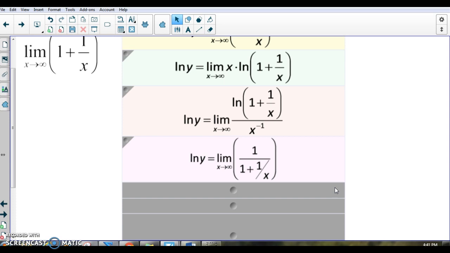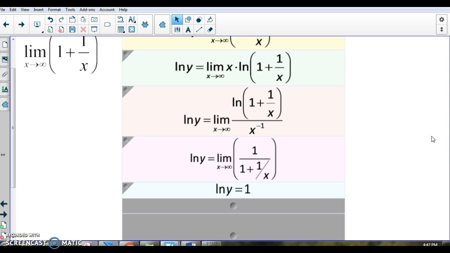But once you get to here, this is something that is no longer 0 over 0 or infinity over infinity. So now you can substitute your infinity in down here for the x. And you end up with 1 over 1 plus 1 over x, which, that whole thing's limit, is equal to 1. Okay, so now I have gotten rid of the whole entire limit thing.